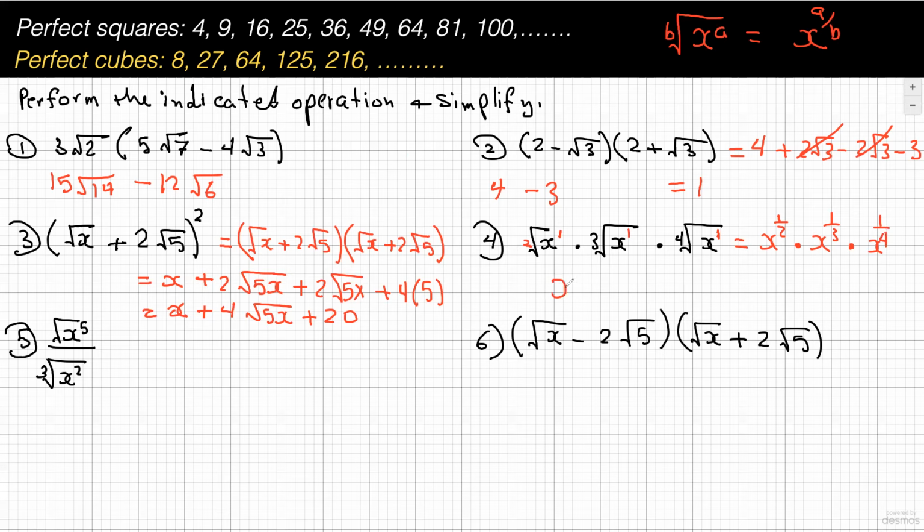which gives me x to the power of, the common denominator there is 12, because we're adding exponents. So 12 divided by 2 is 6, 6 times 1 is 6, plus, when you're multiplying variables, you add their exponents. So I'm adding the 1/2, the 1/3, and the 1/4. 12 divided by 3 is 4, 4 times 1 is 4, plus 12 divided by 4 is 3, 3 times 1 is 3. 6 plus 4 is 10, plus 3 is 13. So that will give me x to the 13 over 12.